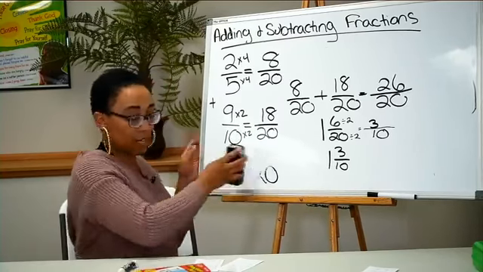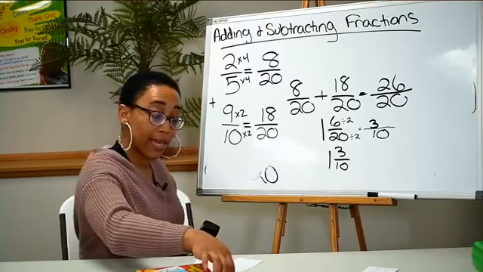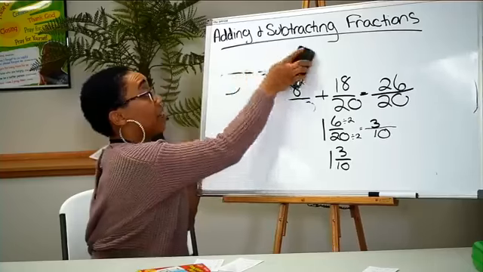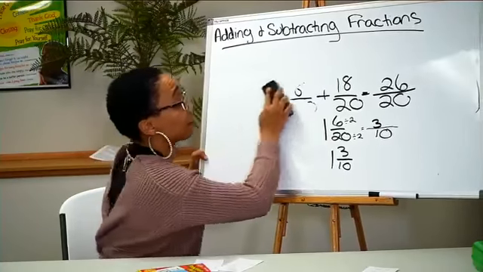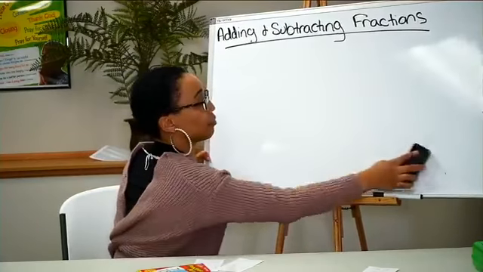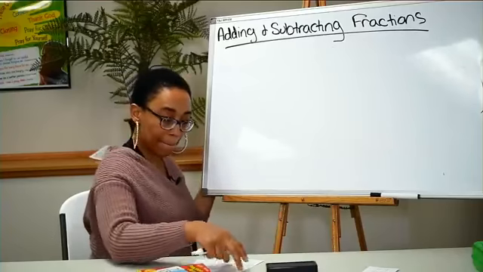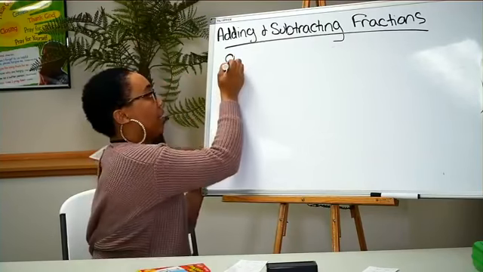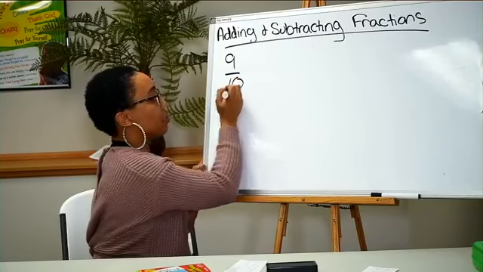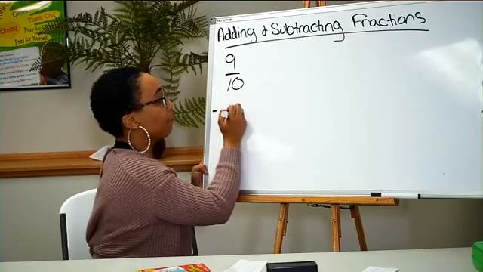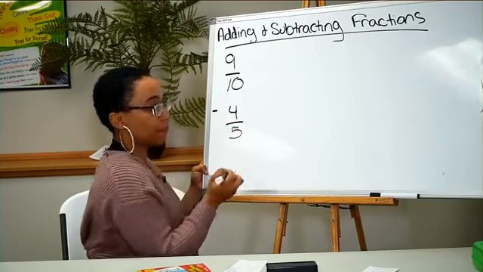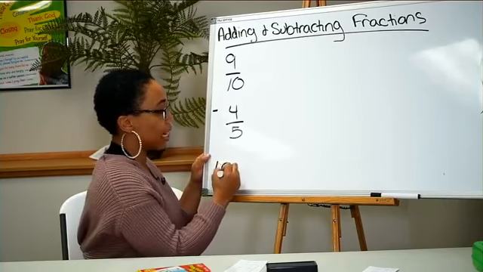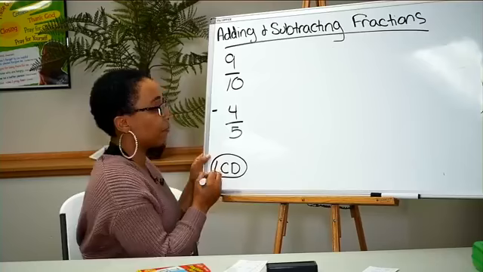So let's go ahead and do, my marker's trying to roll away, subtracting different denominators, and then we'll be done for today's live stream. Okay. So we have 9/10 minus 4/5. Okay? So we have different denominators, so we need to find the lowest common denominator.